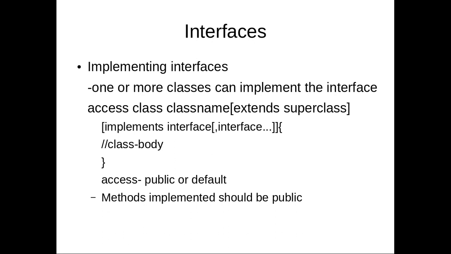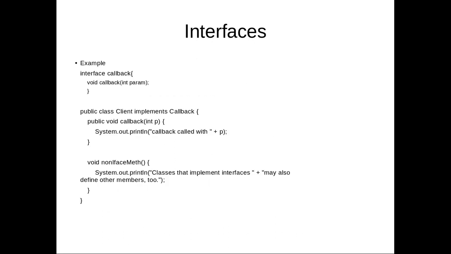That means if you are implementing this callback method, then the body of that callback method should be there, and access public or default. And here in this case also the access specifier should be either public or default. Method implementations should be public, and inside the class the methods you are going to implement should be made public. Okay, now this is an example.